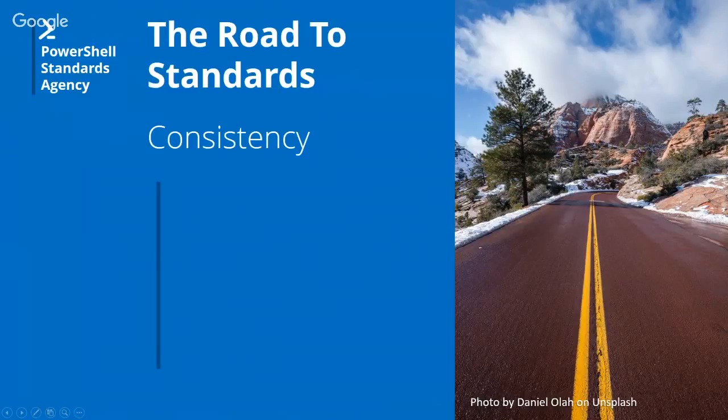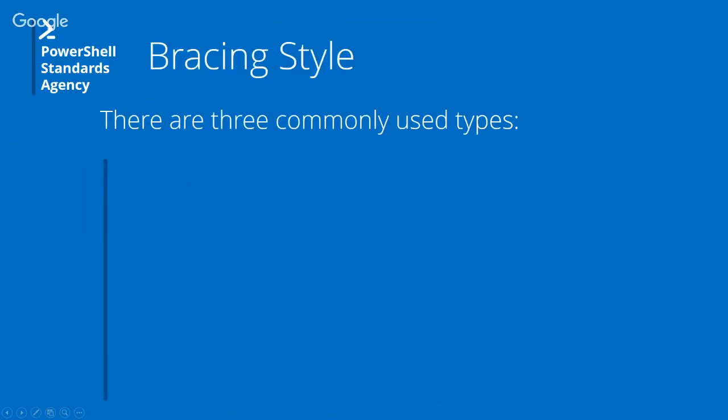So to talk about standards and help you develop your standard, there's some basics that we'll run through, and a lot of those basic concepts come under the umbrella of consistency. The first one being readability. And the first thing that comes to mind with readability, certainly for myself, is bracing style. And this can really affect how easy your code is to use and read.